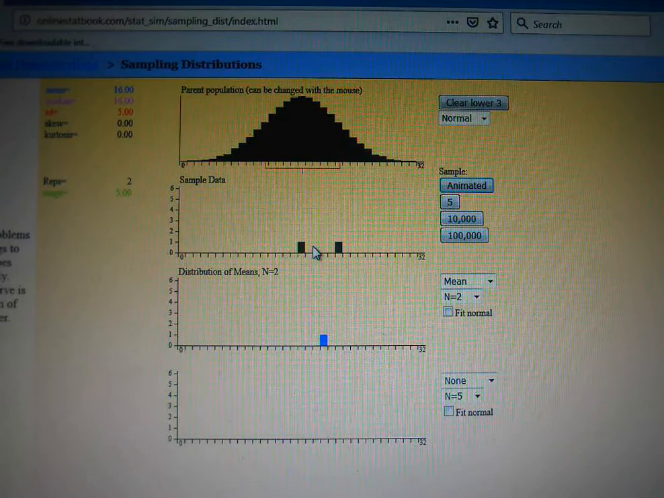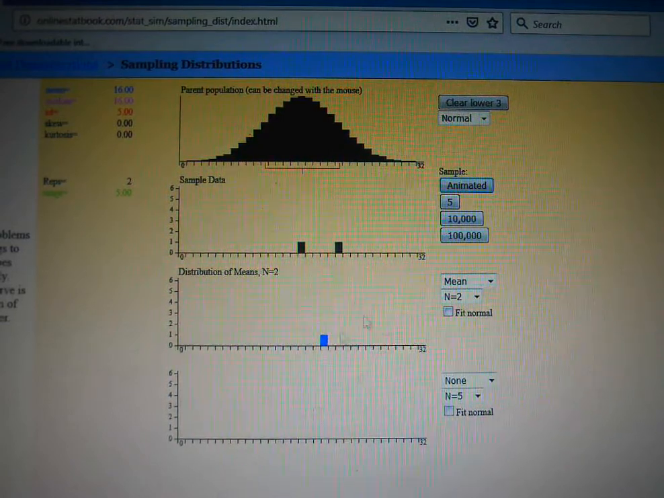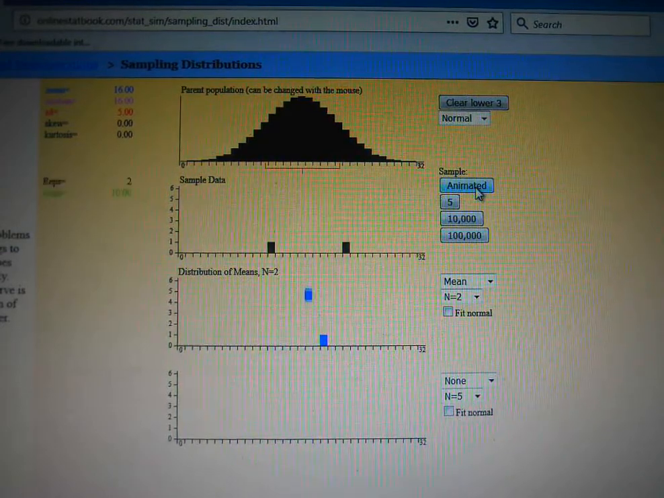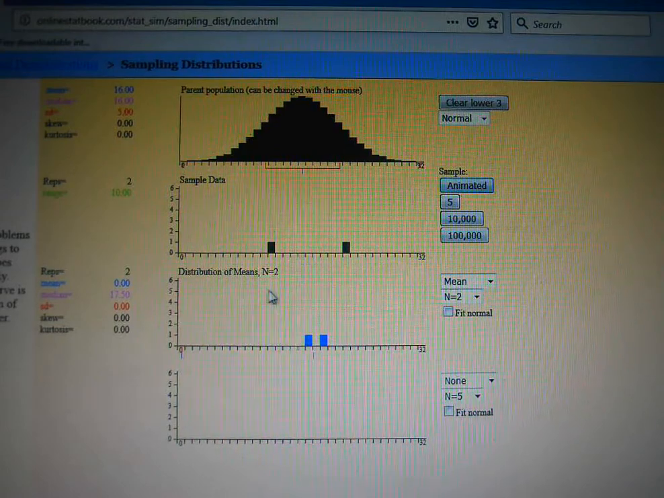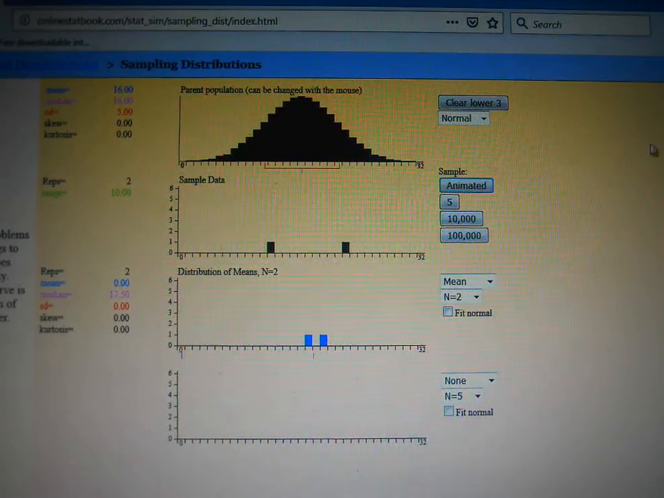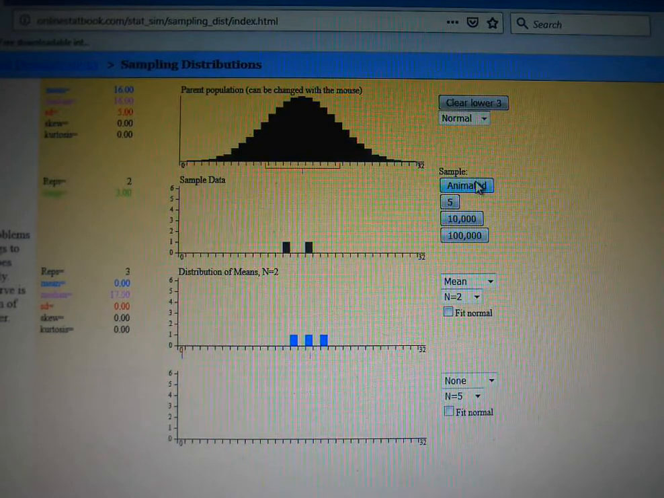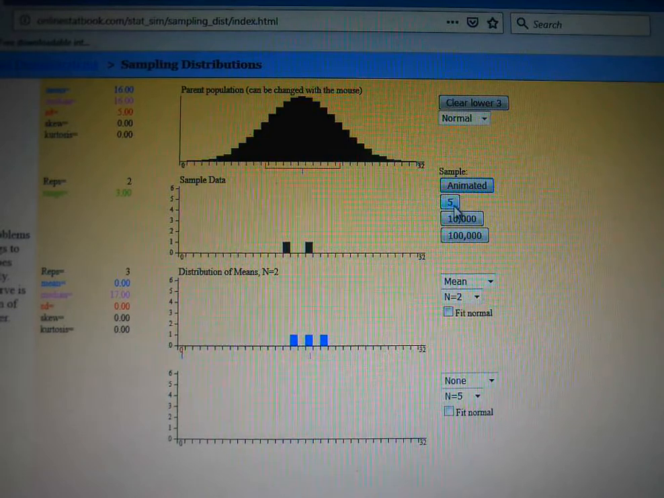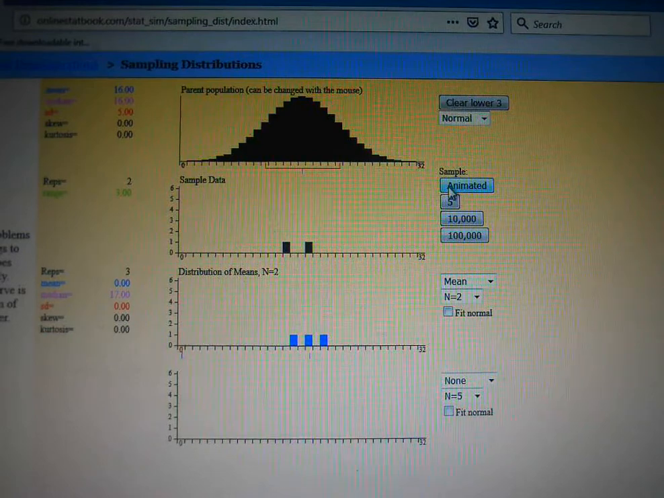It's calculating the sample mean and plotting it on this axis down here. If I animate again, it's going to randomly choose another 2 and calculate the sample mean, and then plot it on the axis down here in blue. So if I do that several times, I'll do it again. There's another sample of size 2 and its sample mean. The 5, 10,000, 100,000, this is just an applet that allows you to do 5 at a time.